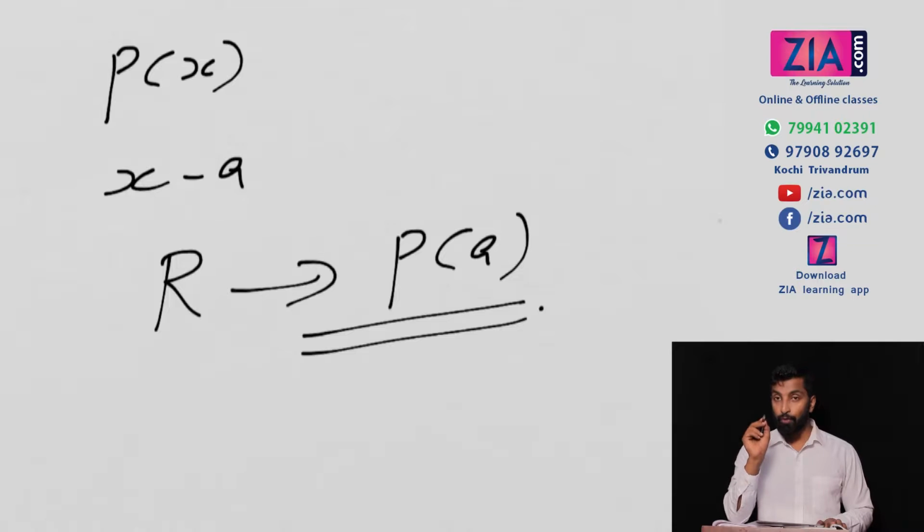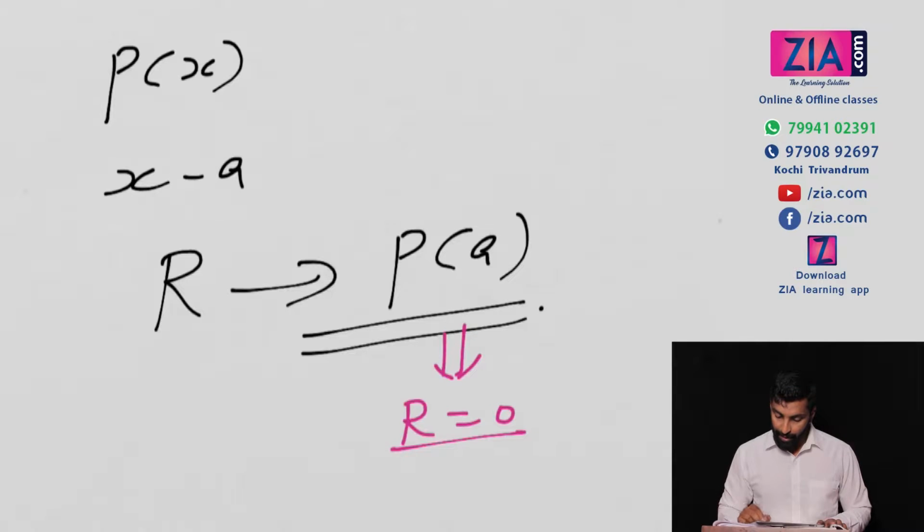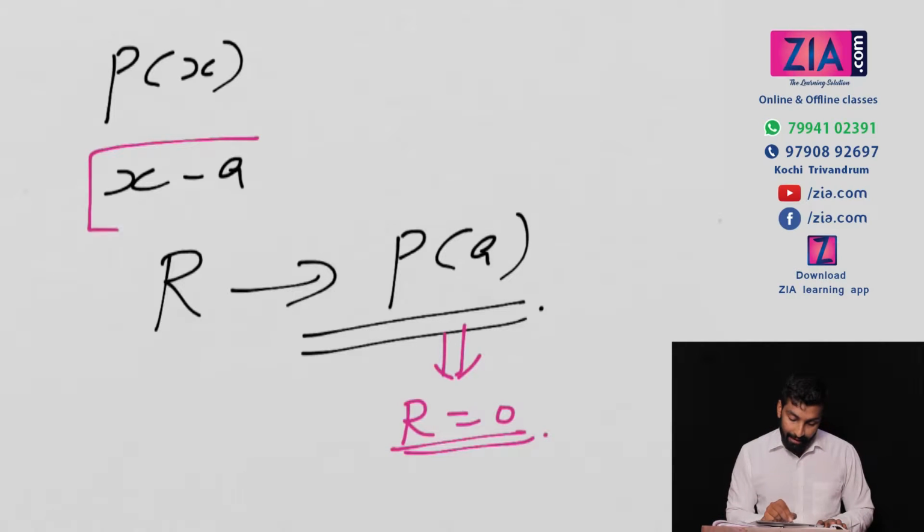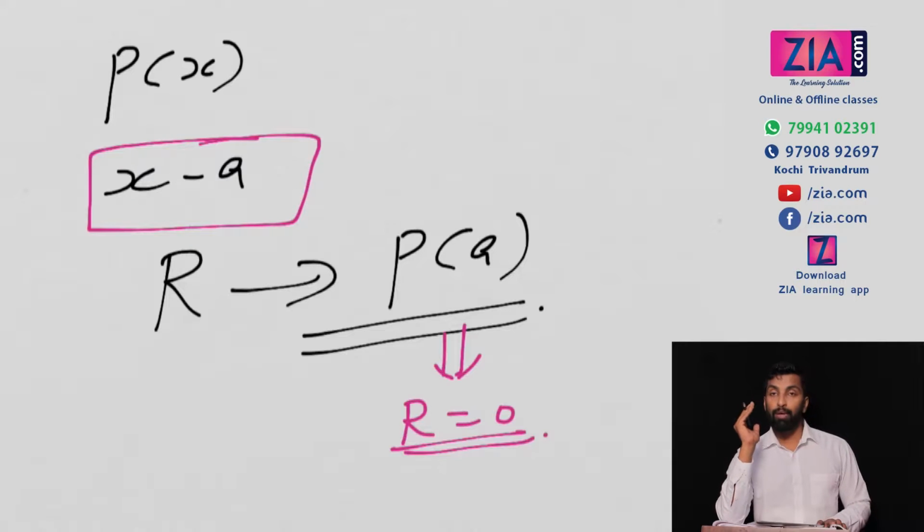Now when you find the remainder, if you get remainder equal to 0, in that case, what does that mean? You can divide p of x completely by x minus a. So you can divide p of x by x minus a, that's why you are getting 0 remainder. Now in this situation, you can call x minus a a factor of p of x, and that's what factor theorem is. So factor theorem is actually a special case of remainder theorem. When the remainder is 0, everything else is the same, the condition, everything is the same.